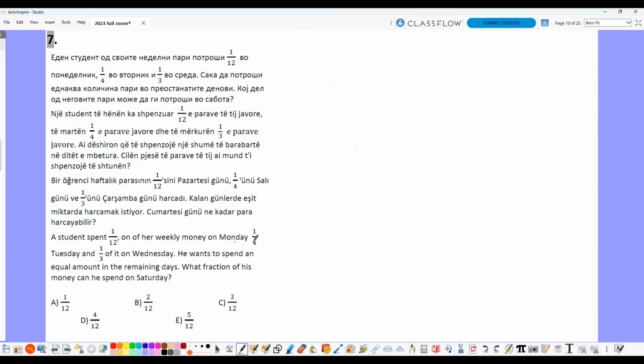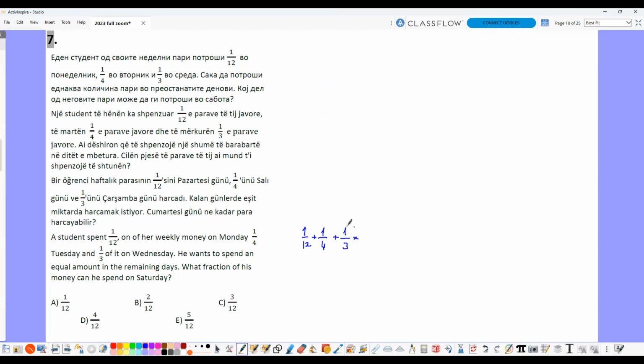So you are going to find the rest, then divide it by the remaining 4 days. Then you are going to find, as a fraction, how much he can spend on Saturday. So firstly, let me find what fraction he already spent. 1/12 he spent, then he spent 1/4, then he spent 1/3.